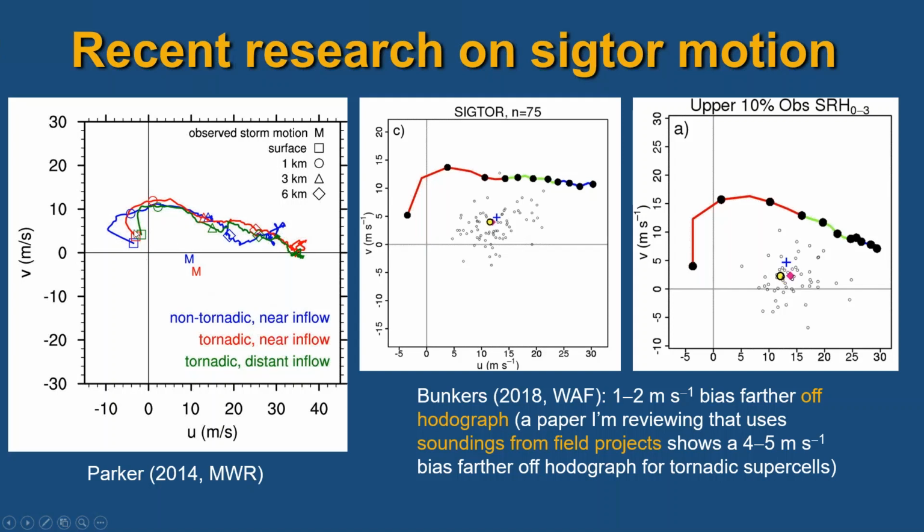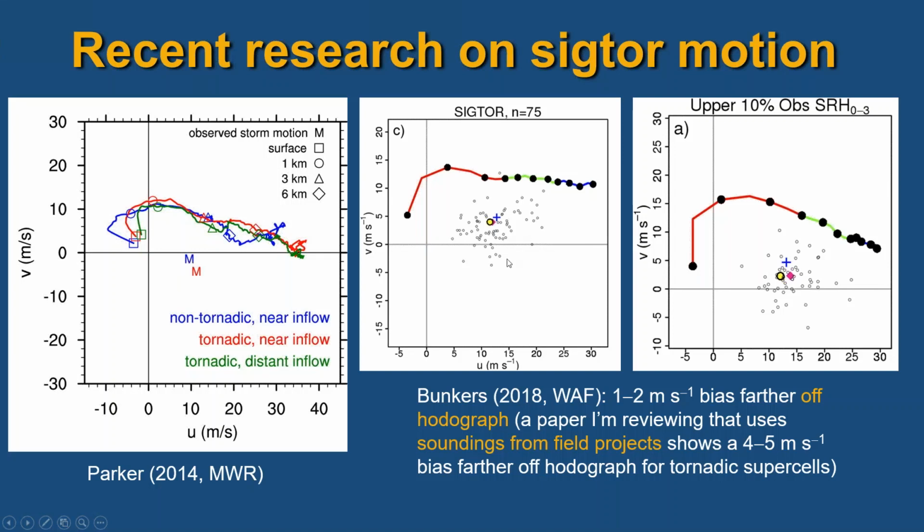And if we look at the blue and the red here, the blue is non-tornadic near inflow, and the red is the tornadic one. And the hodographs are very similar, but you see the observed storm motion for the tornadic was further away from the hodograph than for the non-tornadic one.